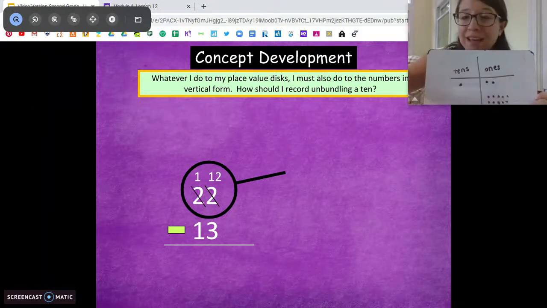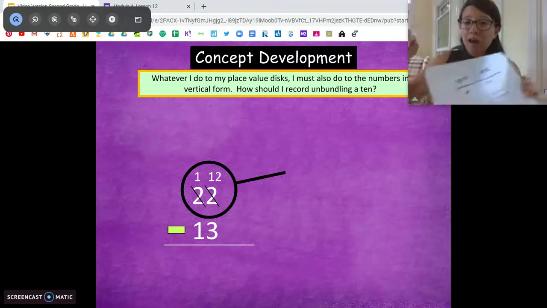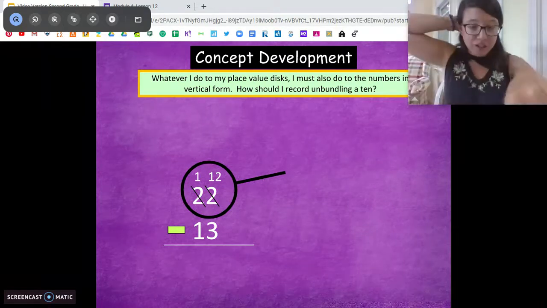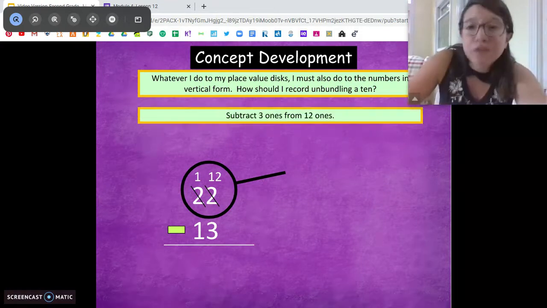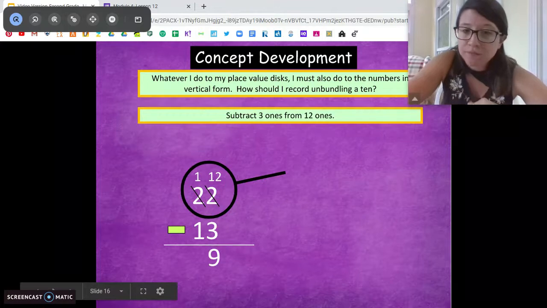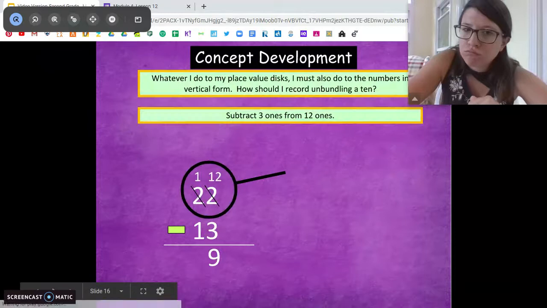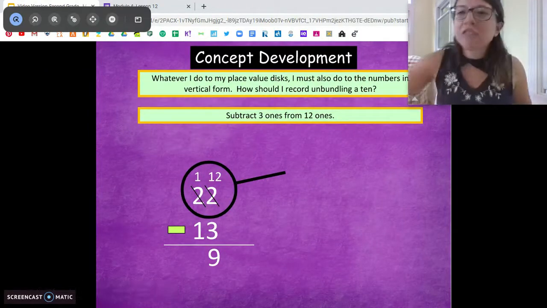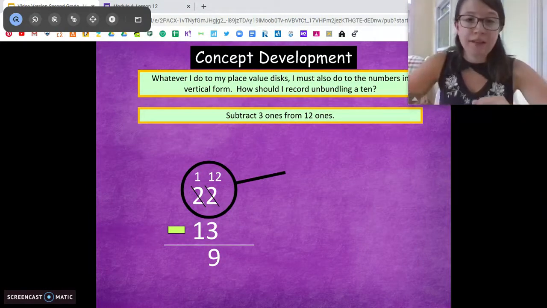So you're going to cross that out too and change that into a 1 because we only have 1 over here. So cross that 22 out and change it to 1 ten, 12 ones right on the top there, just like we did on our chart. That's going to help you solve it in vertical form. Now you can just do what you did before. You can do 12 minus 3, which is 9, and 1 minus 1, 0. Done. Didn't even need to draw it. All right, let's try another one. Not going to use the place value this time.